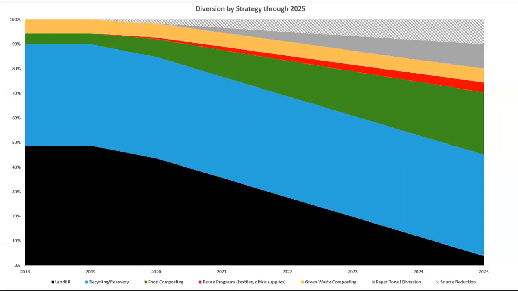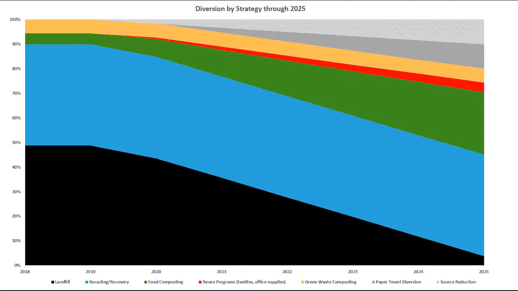All right, so this is a visual of our zero waste plan. Each one of these chunks represents a different waste stream, and obviously going down over time. The landfill is that black section on the bottom there. That's going to go to nearly zero at 2025, with our goal being 95% diversion from landfill. Recycling and food waste composting both increasing over time.